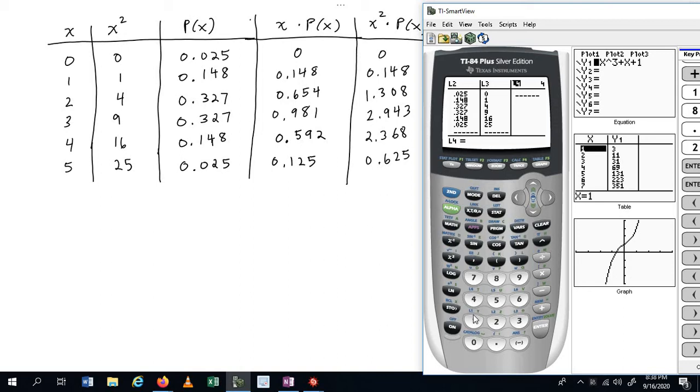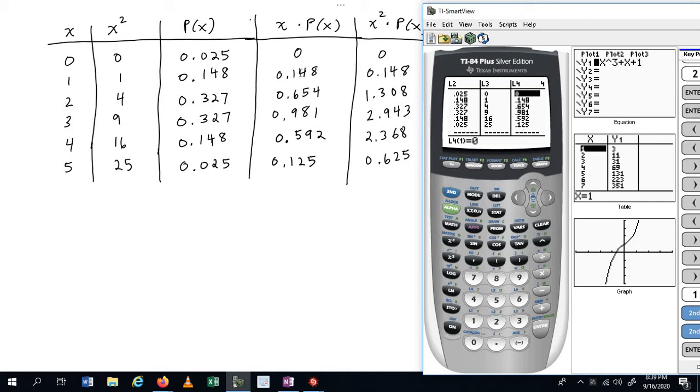is L1 is a blue button, so you need to press this second blue button, and then you get L1 right there. And then L2 is right here. It's also a blue button, so you have to press this second button. Before you do that, you have to say times, and then times L2. And then once you've done that, press enter, and then that'll appear in the column for L4.